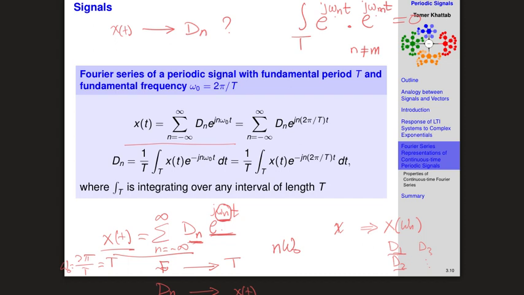So now we see that those e to the j omega n t and e to the j omega m t, right? They are orthogonal except for the case that it's the same signal, same omega. But for different omegas, they are orthogonal.